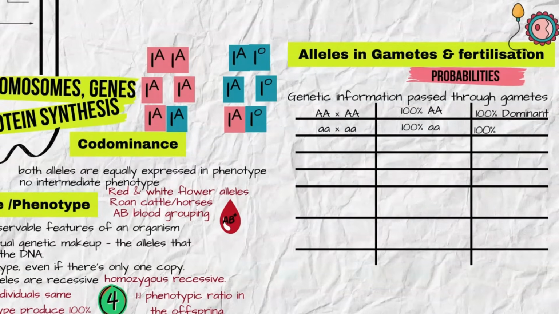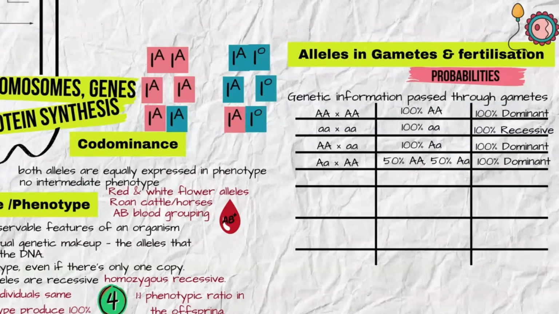So 100% recessive phenotype. Third, homozygous dominant crossed with homozygous recessive. All offspring will be heterozygous. That's 100% dominant phenotype. Fourth, heterozygous crossed with homozygous dominant. Offspring will be 50% homozygous dominant and 50% heterozygous. So again, 100% dominant phenotype.